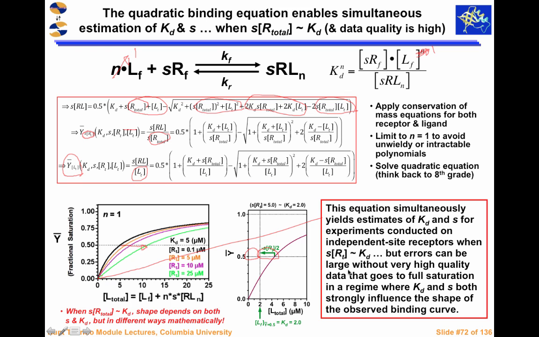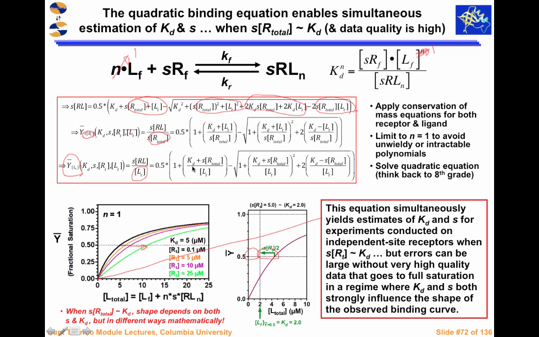saturation. And of course, for this to be applicable, to get both parameters out of it, you need to be in a regime where KD and S both strongly influence the shape of the observed binding curve. I should say that when SRT is very high, this equation still works, and you should still use this equation. This equation is still going to be able to fit the data. But if the shape of the curve does not depend significantly on KD, the estimate you're going to get of KD is going to be basically unreliable.